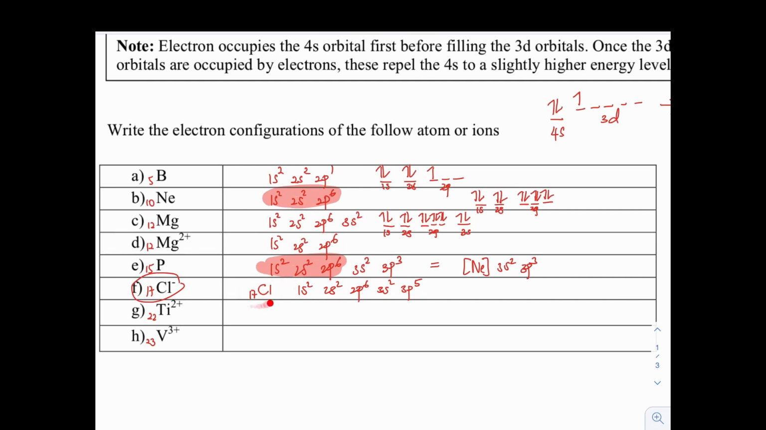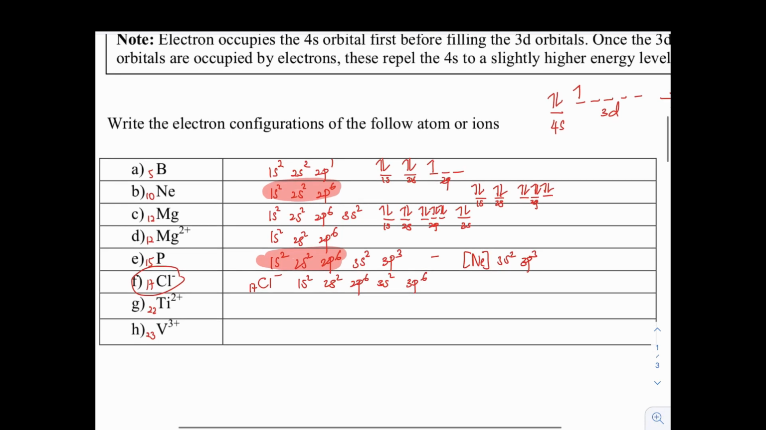But if you want to write the configuration of Cl minus, it means that it has gained 1 electron. So therefore, it should be 3p6 because it has gained 1 electron. All right? Now, the next thing will be slightly challenging.